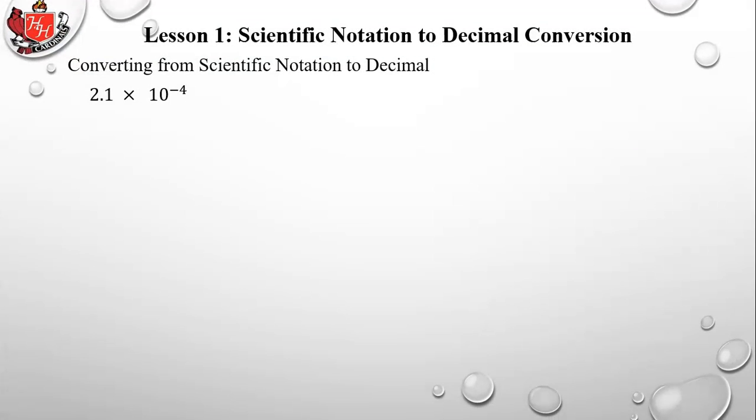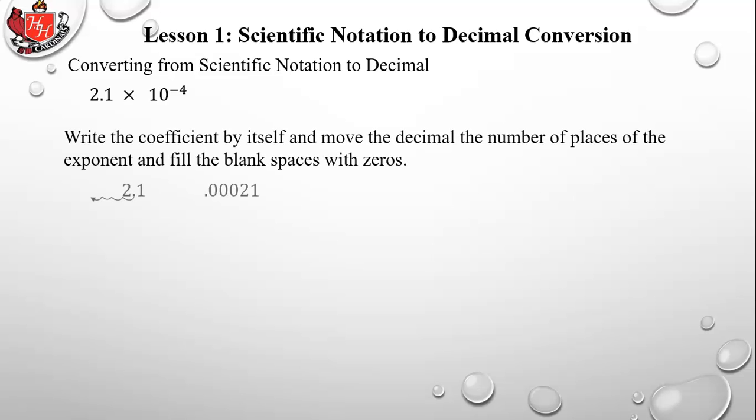Okay, let's do the same thing here. 2.1 times 10 to the -4th. Write the coefficient. There it is. And since it's a negative exponent, it means it's going to be a number less than 1. That means you're going to have to move the decimal to the left in order to get to a number less than 1, a positive number less than 1.